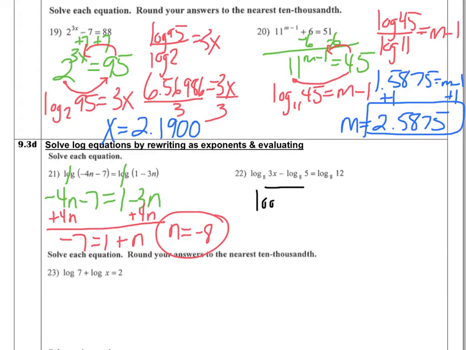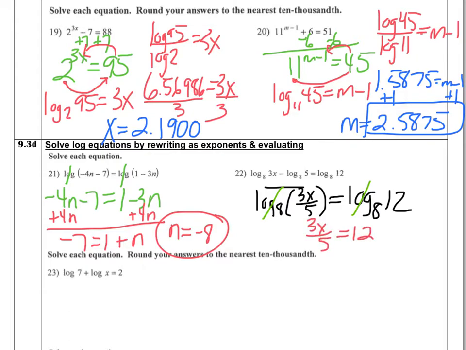It'll be log base 8 of 3x divided by 5 equals log base 8 of 12. Now what I've done is I have 1 log set equal to another log, so I can use the same trick I did over here. In this case, the logarithms cross out, so what I'm left with now is the equation 3x over 5 equals 12.